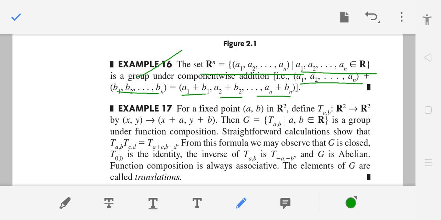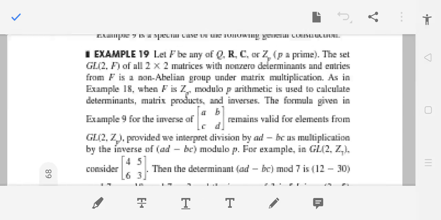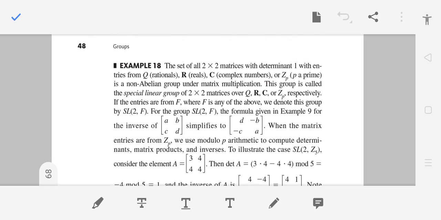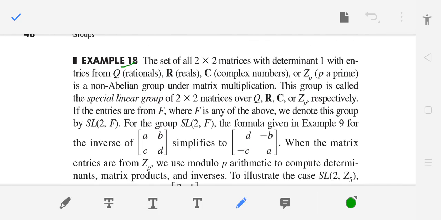Yes, you can try example 17. If you have any doubt, then you can comment. It is basically a translation group but not so important, so I am skipping it. Yes, so we just consider another example, which is example number 18.